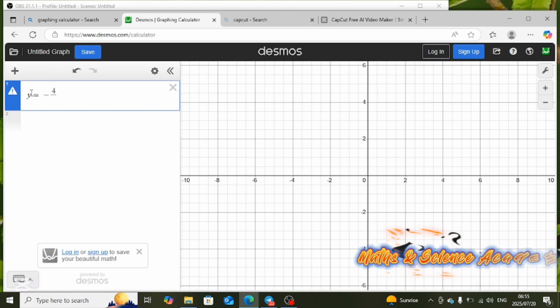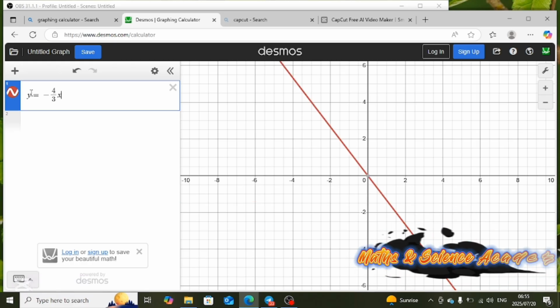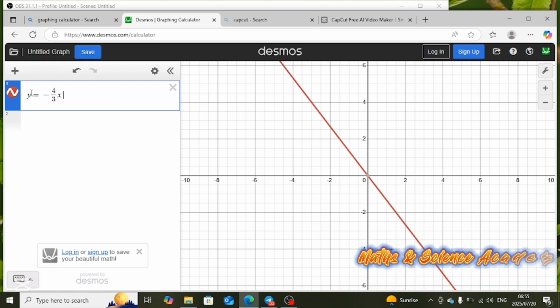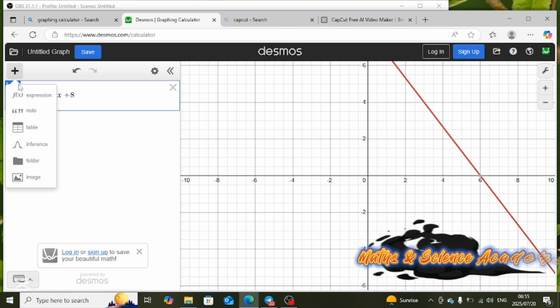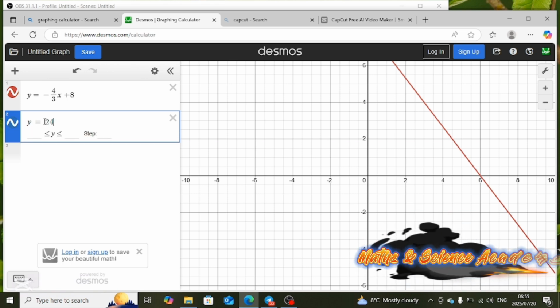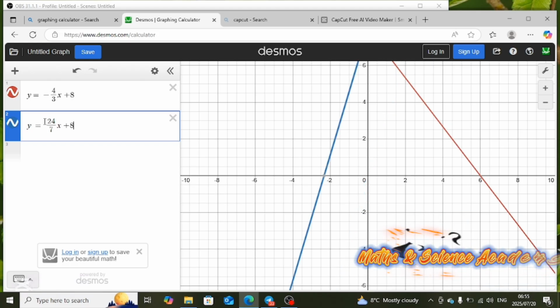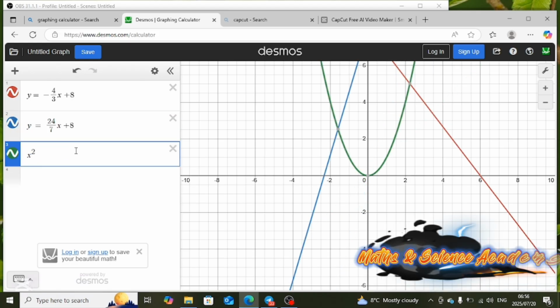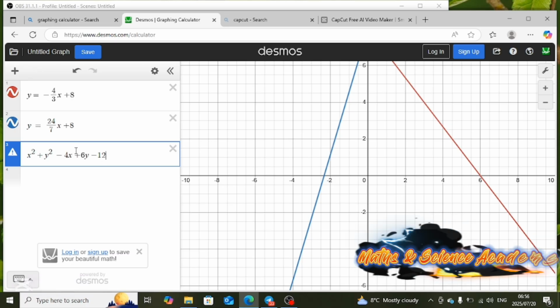Now let's illustrate the graphs of the two straight lines and the circle given, to see if they intersect. Let's start with the negative gradient straight line, y equal to negative 4 over 3 x plus 8. Secondly, the equation of the straight line with a positive gradient is given as y equal to 24 over 7 x plus 8, as illustrated. And lastly, the equation of the circle, x squared plus y squared minus 4x plus 6y minus 12 equal to 0.